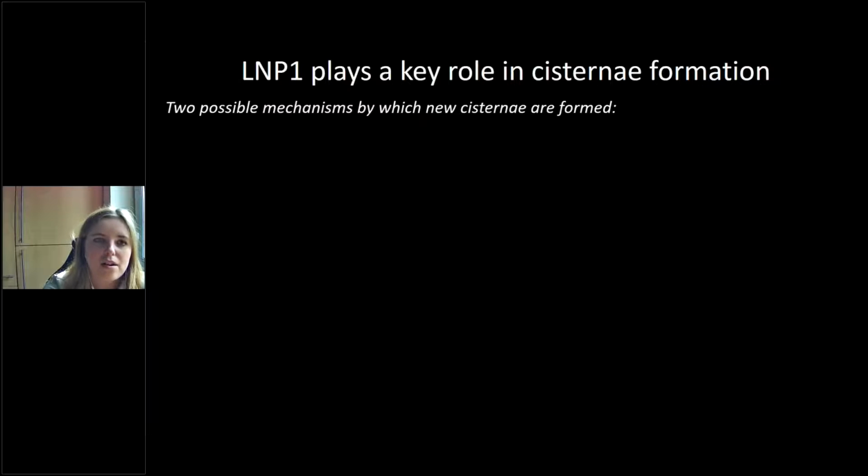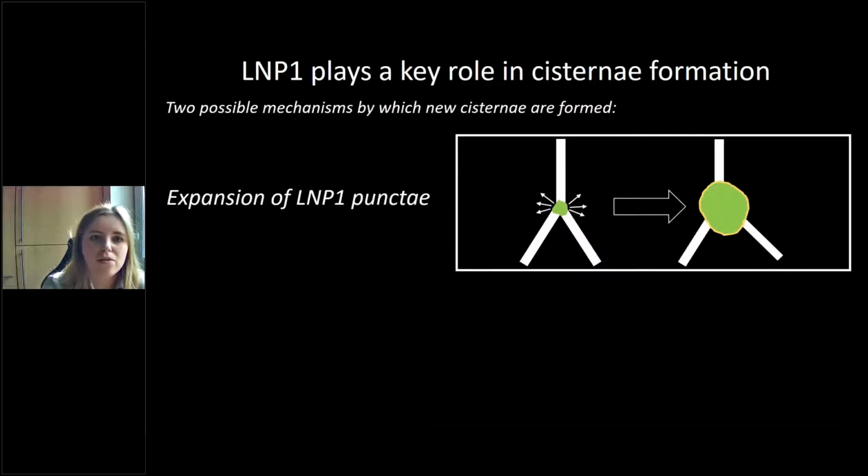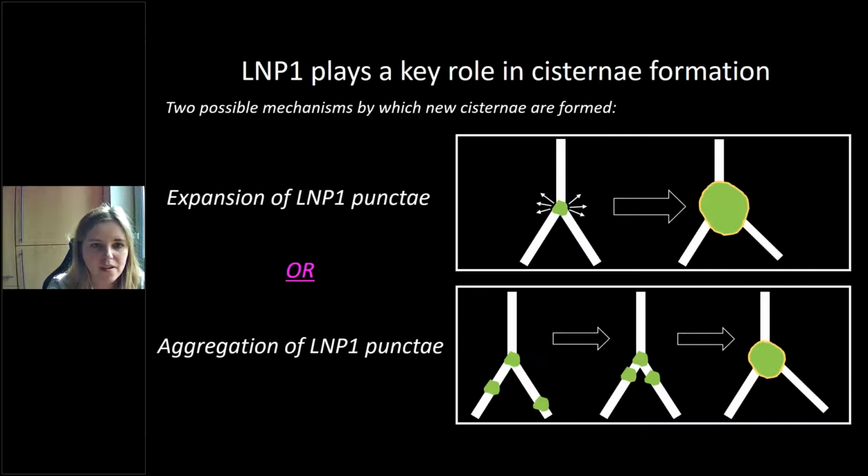So I wanted to look at whether Lunapark 1 might play a role in cisternae formation and how it might do that. We thought that the most likely methods for Lunapark 1 to induce cisternae are either that these Lunapark 1 punctae that you can form in the ER expand to form cisternae, and as you add more, the expansions just get bigger and bigger, or perhaps aggregation of Lunapark punctae. They all merge together to form one big cisterna.